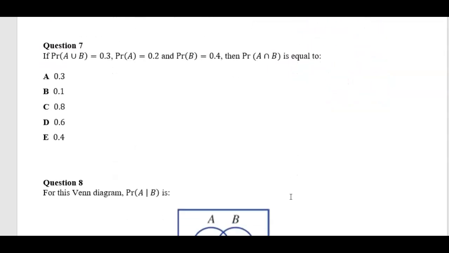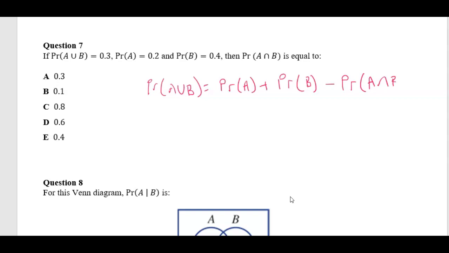All right, question 7. So question 7, there was a little bit of an error, and I thank girls for picking that up, but we're just going to use the addition rule to do this. So the addition rule is the probability of A or B equals the probability of A plus the probability of B minus the probability of A and B. So this is just your addition rule.